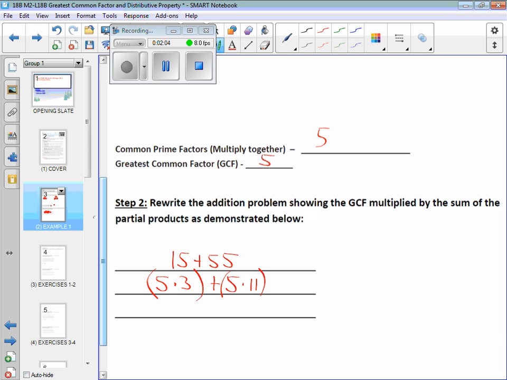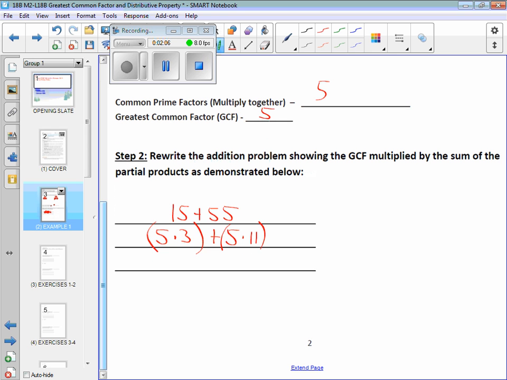And then we're going to take out that GCF, that greatest common factor, which is 5, outside the parentheses. What goes inside the parentheses? Think back to distributive property. You're actually working kind of backwards. Melissa, do you know? 3 and 11. What's the operation in between 3 and 11? Multiplication. No. Take a second guess, though. Right.